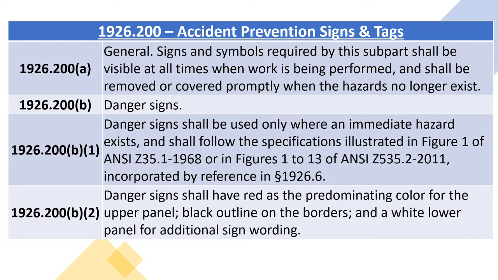1926.200(b)(1), Danger Signs shall be used only where an immediate hazard exists, and shall follow the specifications illustrated in Figure 1 of ANSI Z35.1-1968 or in Figures 1-13 of ANSI Z535.2-2011, incorporated by reference in Section 1926.6. 1926.200(b)(2), Danger Signs shall have red as the predominating color for the upper panel, black outline on the borders, and a white lower panel for additional sign wording.